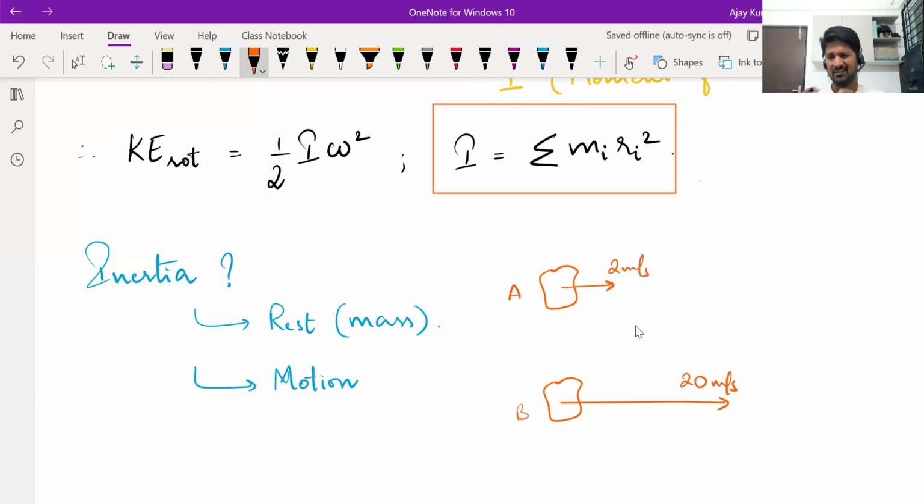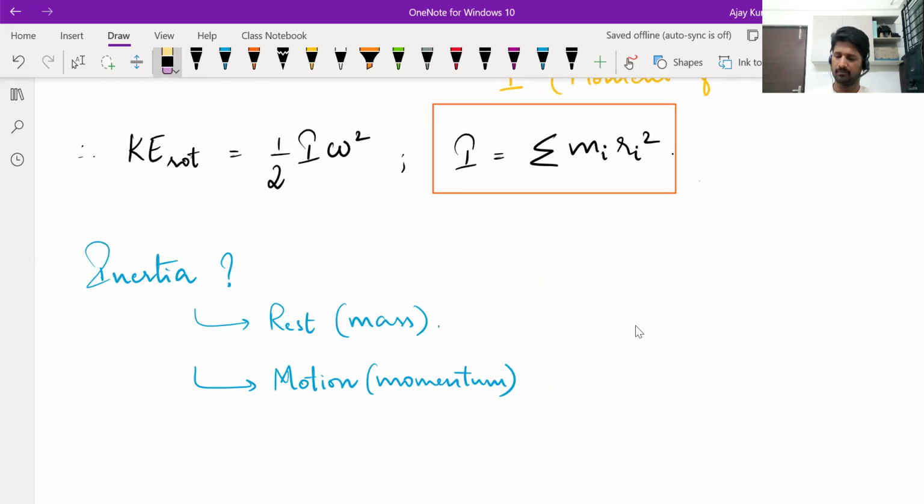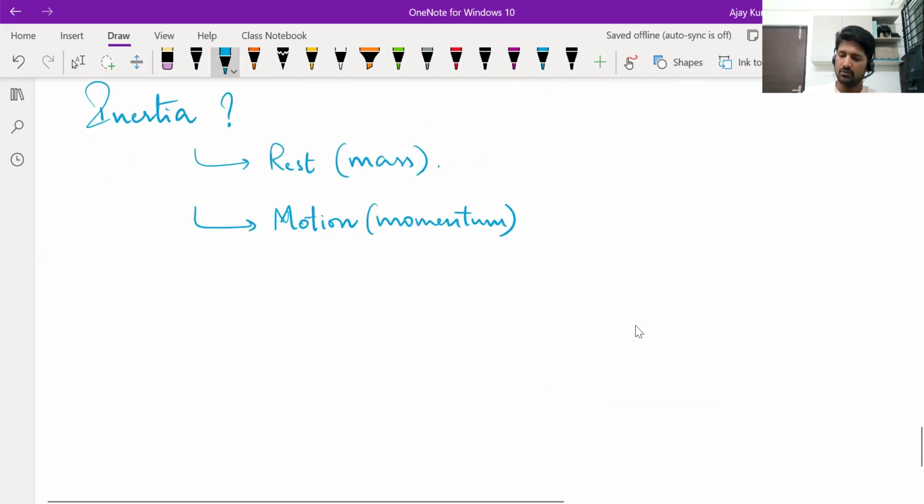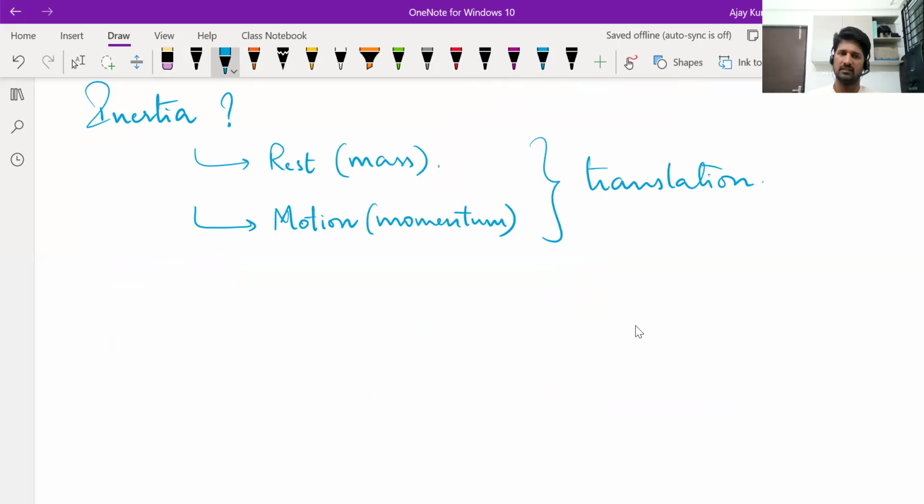Now, what is the difference between A and B? You may say velocity. It's actually not velocity, it's momentum. Mass multiplied with velocity. So momentum is a measure of inertia of motion. Anything which has more momentum has greater tendency to continue in that state. Anything which has less momentum has lesser tendency to continue in that state. So momentum is a measure of inertia of motion, you can say. Linear momentum is what we are talking about. Now these two are for translation. If you want to give velocity to an object or change velocity of an object, these are the measures of inertia of rest and inertia of motion.